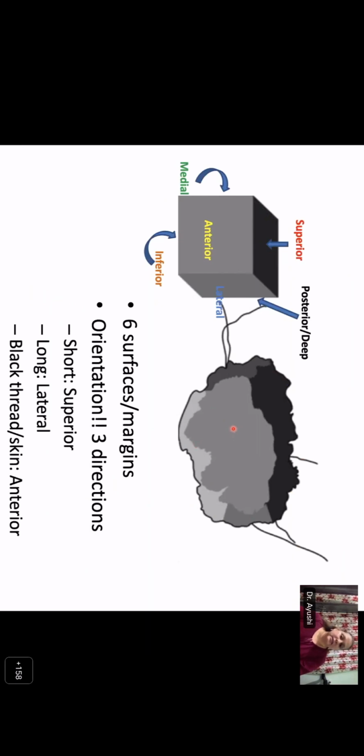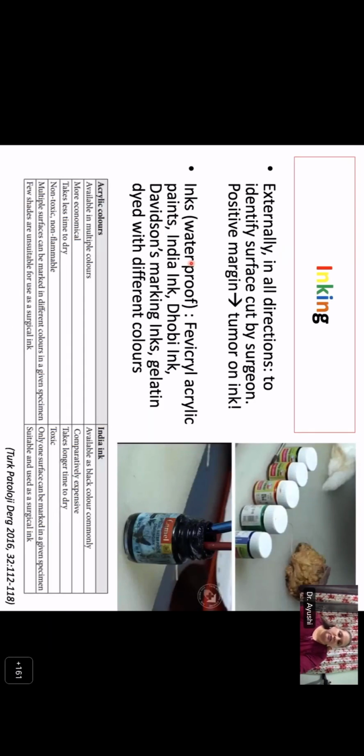For orienting these 6 surfaces, as I said, you need the specimen to be oriented in a minimum of 3 directions. Generally, by convention, a short suture is superior, a long suture is lateral, and usually a black thread or skin is kept as an anterior marker. With the help of these 3 orientation aids, you can orient the specimen to superior, inferior, medial, lateral, and anterior, posterior. After you have oriented the specimen, you have to ink it in all directions. You can use multicolor inks, or you can use simple black India ink or camel ink also, depending on your institutional practice or availability of resources.